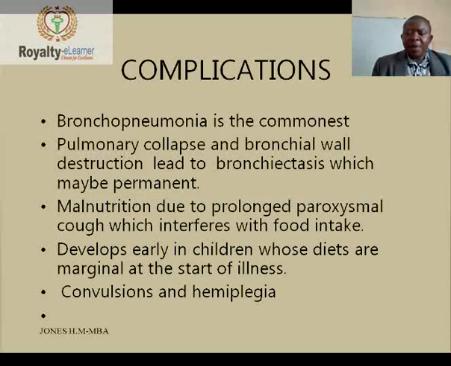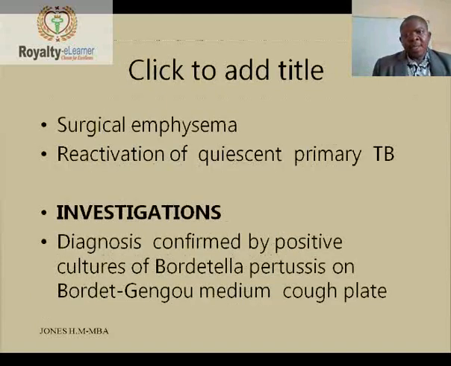There are some developmental problems that may happen early in children whose diets are marginal at the start of the illness. Convulsions and hemiplegia may also be seen, because we talked about cerebral hemorrhage that may interfere with transmission within the brain. Surgical emphysema may also be seen, and there can also be reactivation of quiescent primary tuberculosis.